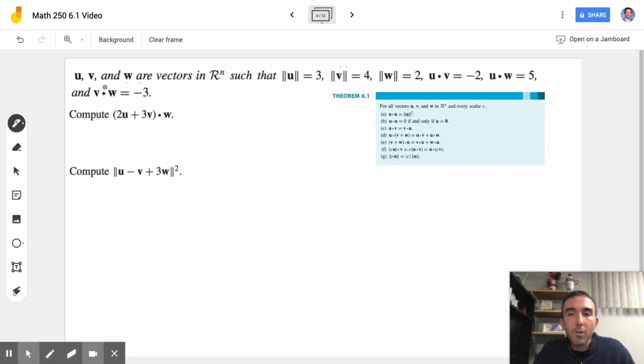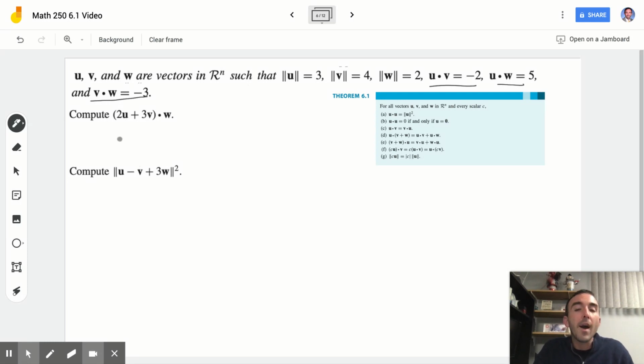So let's say that we have three vectors, u, v, and w. We don't know the individual components, but we know that the norm of u is 3, the norm of v is 4, the norm of w is 2, the dot product of u and v is -2, the dot product of u and w is 5, and the dot product of v and w is -3. First, we'd like to compute 2u plus 3v and its dot product with w.